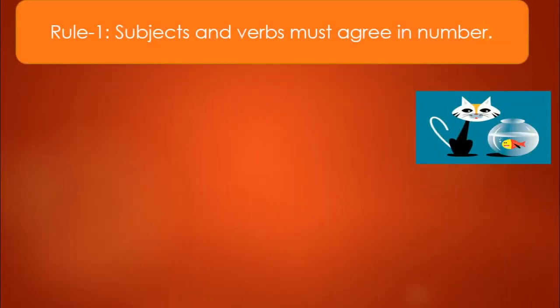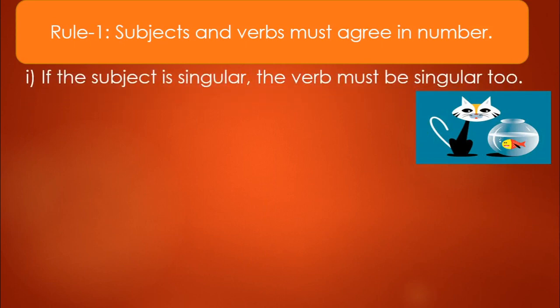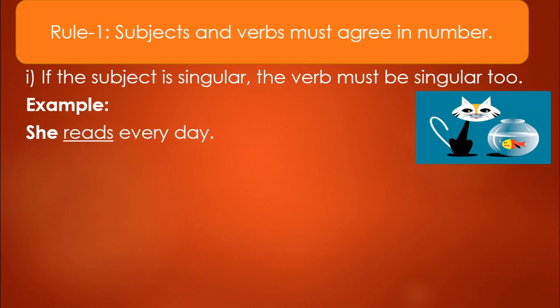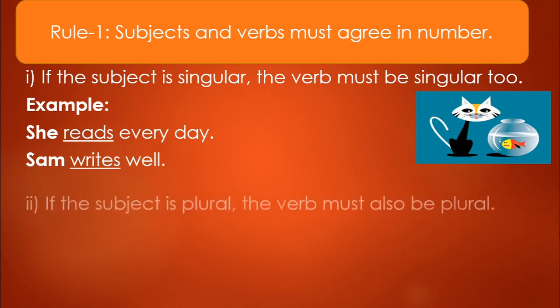Rule number 1 is subjects and verbs must agree in number. If the subject is singular, the verb must be singular too. She reads every day. Here, she is a singular subject and reads also a singular verb. Sam writes well. Sam is a singular subject here and writes is also a singular verb.